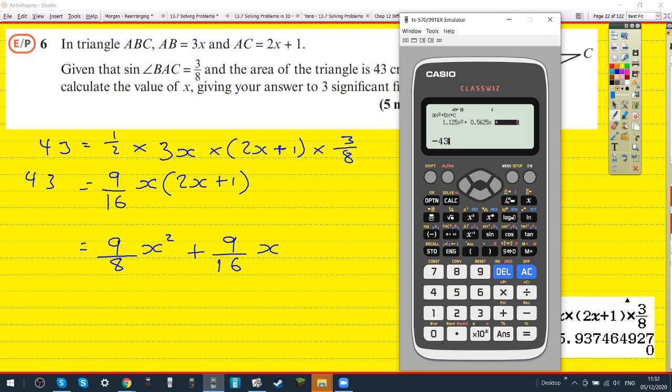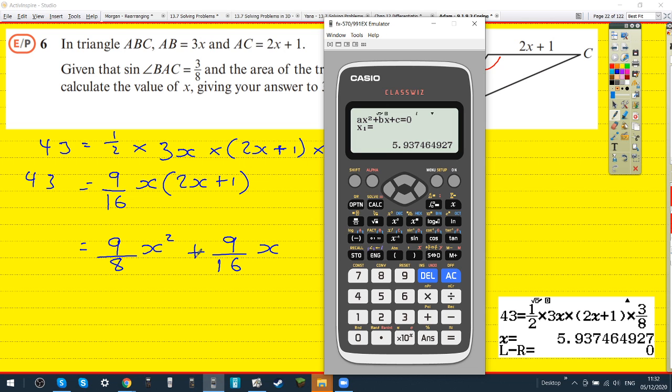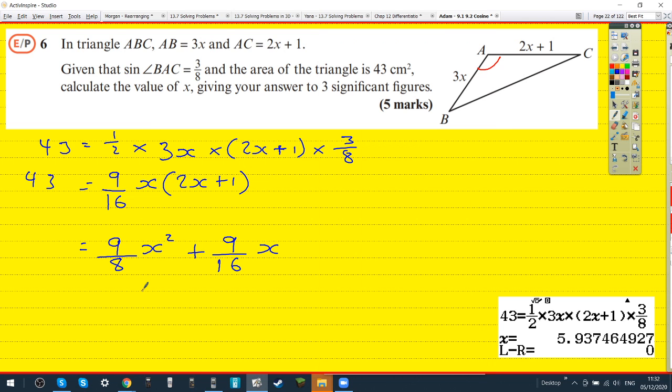I got x1 is minus a half, and x2 is 0. Nope. I got x1 is the answer that we got. How do you solve quadratics?